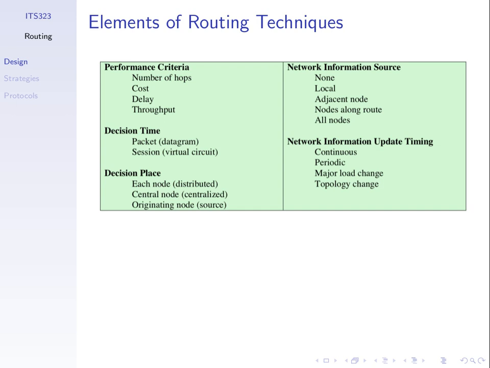A simple routing protocol, as we'll see, flooding, uses no information. Therefore, there's no overhead of collecting it, but it has other problems. Practical routing protocols usually collect information about at least adjacent nodes, and in some cases all nodes, and have periodic updates of that information.